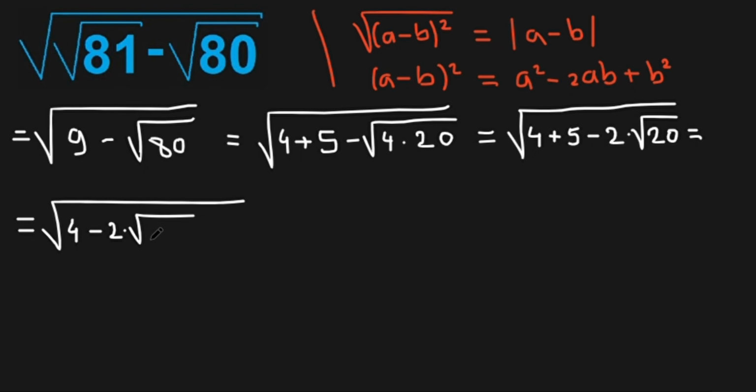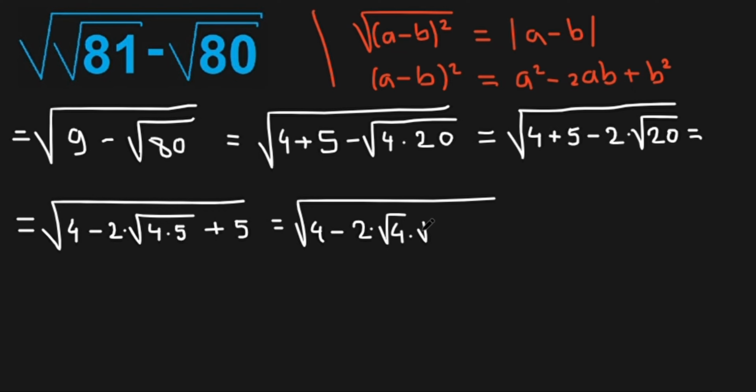20 can be written as 4 times 5, and then what's left is plus 5. All this equals square root of 4 plus 5 minus 2 times square root of 4 times square root of 5.